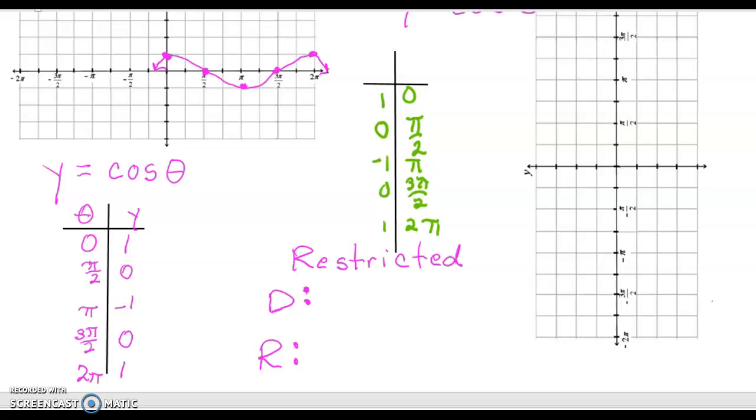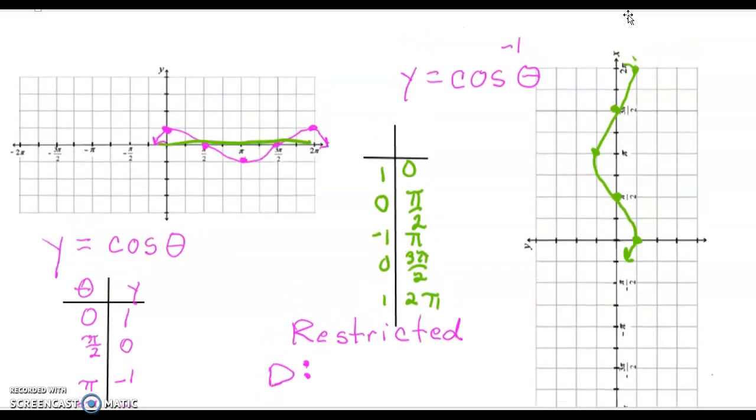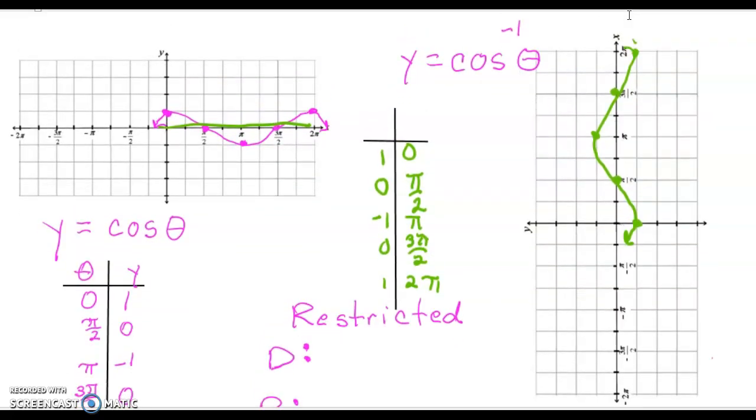Okay, let's plot those points. 1, 0, 0, pi over 2, -1, pi, 0, 3 pi over 2, and 1, 2 pi. And this is the inverse for cosine, which goes on forever and ever. But notice that it too is not a function. The original graph fails the horizontal line test, which means the inverse, cosine's inverse, will fail the vertical line test.